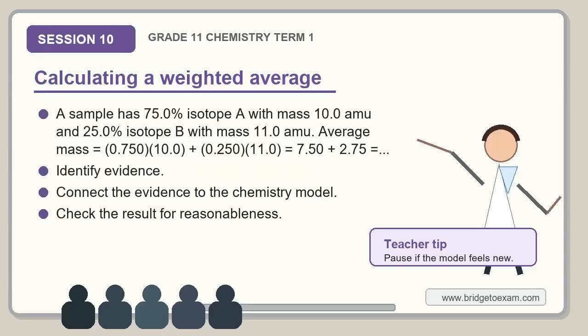Now let's work an example. Calculating a weighted average. A sample has 75.0% isotope A with mass 10.0 AMU, and 25.0% isotope B with mass 11.0 AMU. Average mass equals 0.750 × 10.0 plus 0.250 × 11.0. 7.50 plus 2.75, 10.25 AMU. The answer is closer to 10.0 because isotope A is more abundant. Notice how the answer comes from evidence and reasoning.